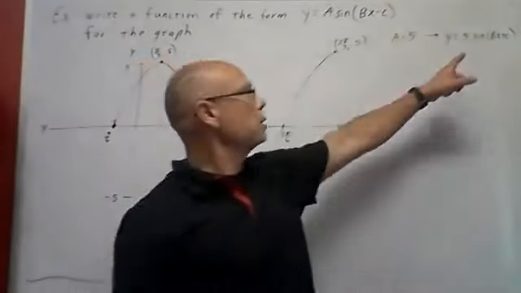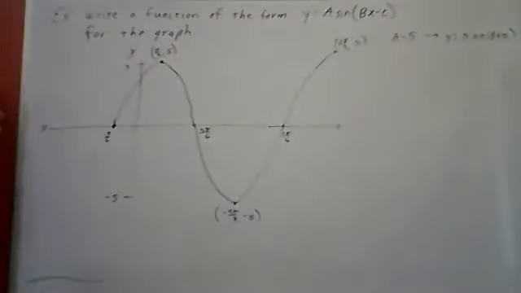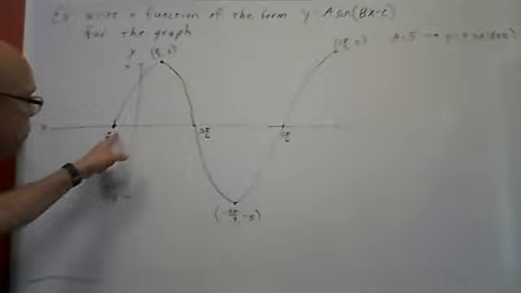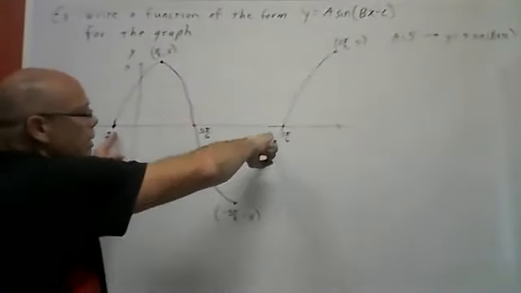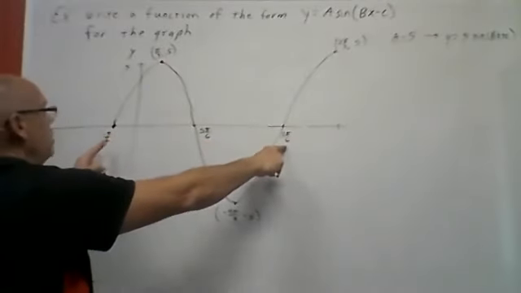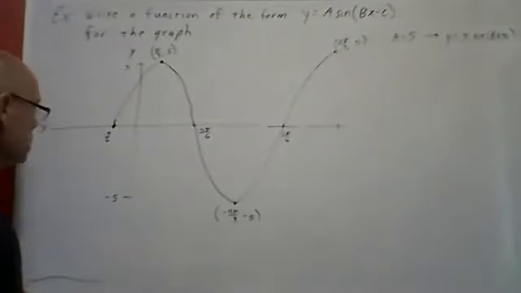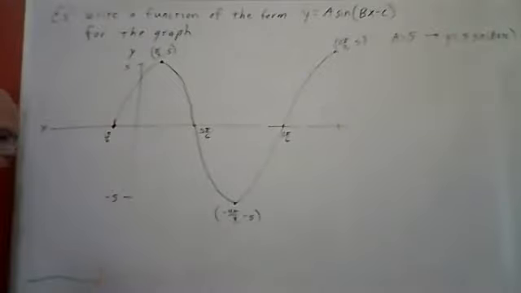Now, this boils down to finding B and finding C. How do we go about finding B and finding C? Well, let me ask you this. What is a period? Period's from here to here, right? Sine function goes all the way up, all the way down, and back to 0 over 1 period. So the period's from negative pi over 6 to 11 pi over 6. So how far apart is that? How long is that period?